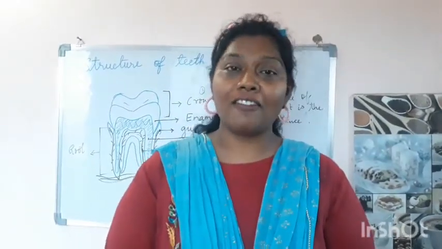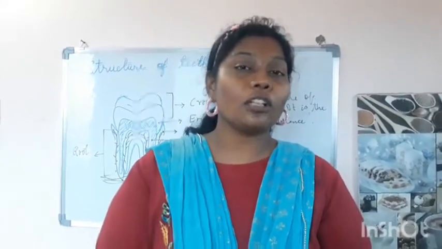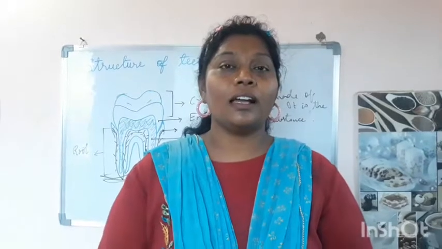So children, what are the two kinds of teeth? We have temporary teeth and permanent teeth. Very good. And what are the four kinds of teeth? Incisors, molars, premolars and canines. Yes children?